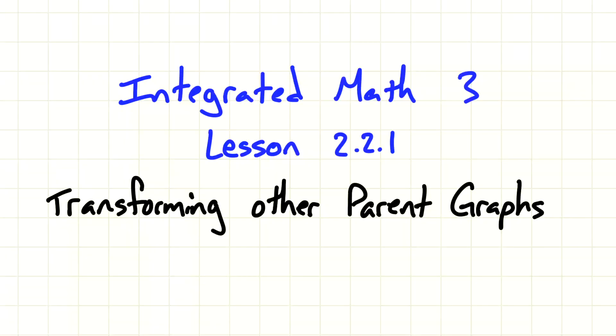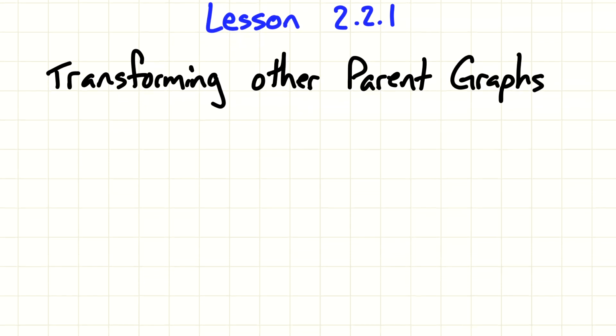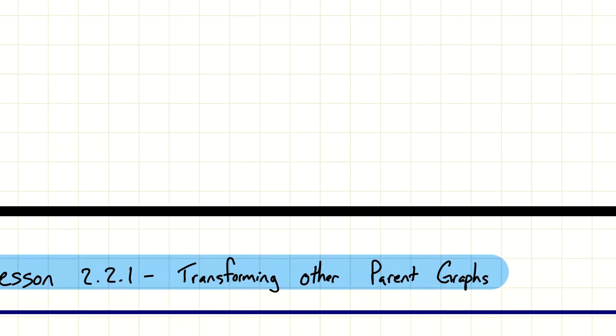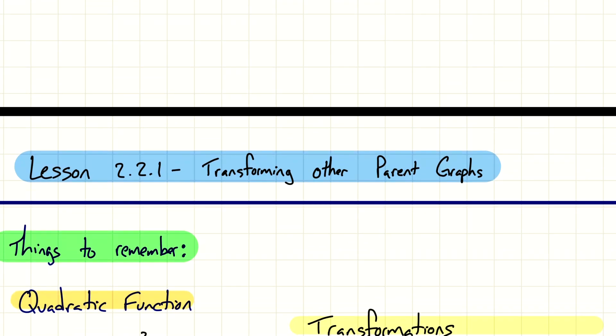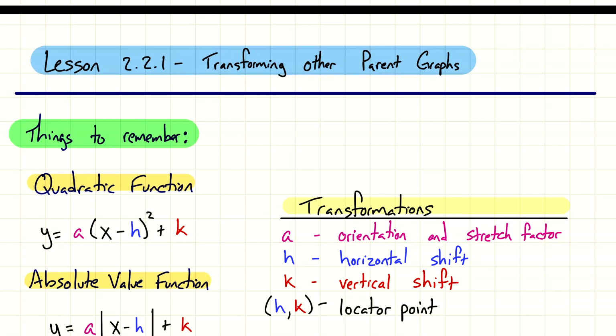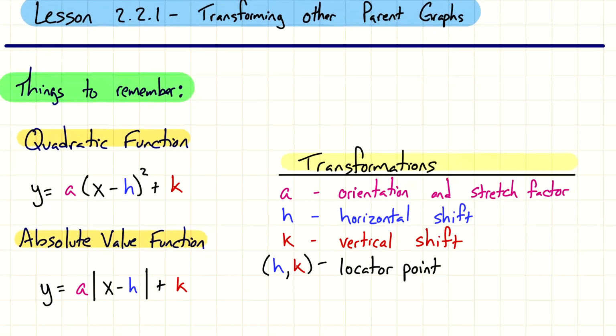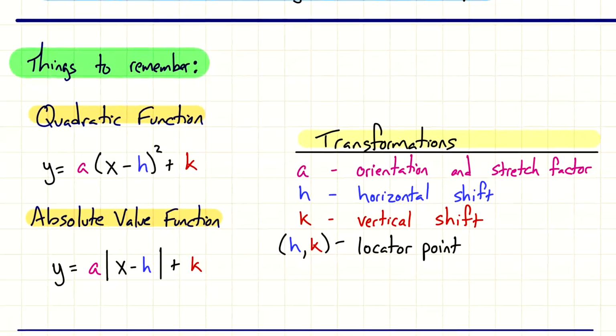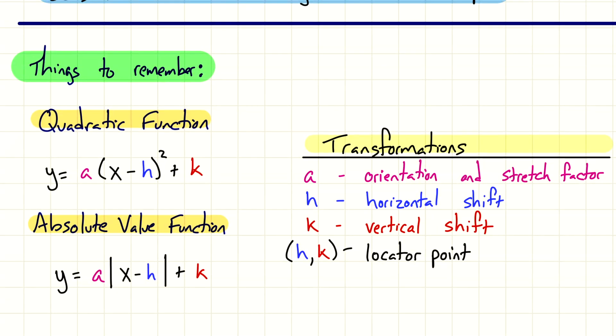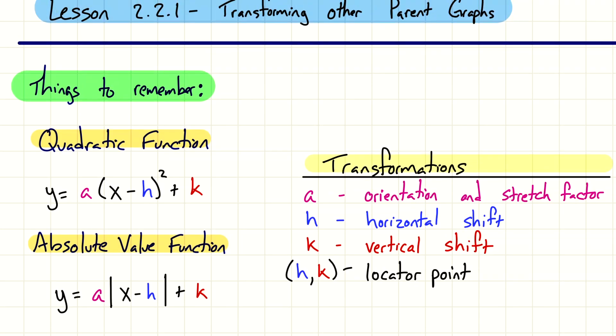Hey everyone, this is lesson 221 from Integrated Math 3 on transforming other parent graphs. At this point, we have already been introduced to a few functions, hopefully even way back. One that I haven't talked about was a linear function. That really should be on our list of things to remember. But more recently, we spent a lot more time on these two functions, quadratic function and absolute value function.